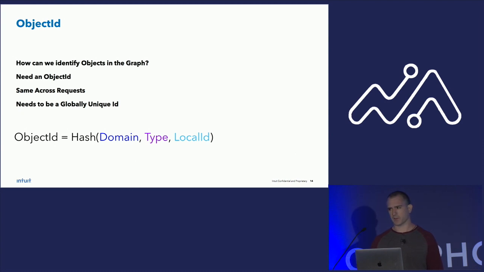Domain is basically just a set of types. You can think of it as, Star Wars API is a domain, right? And then inside of that, characters is a type. So there you go.